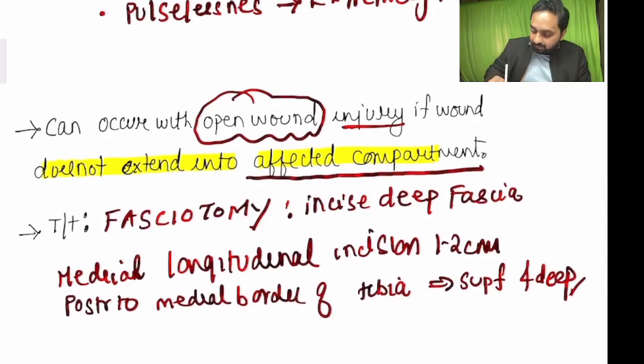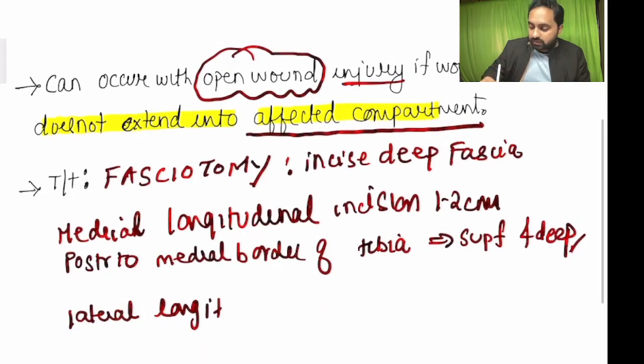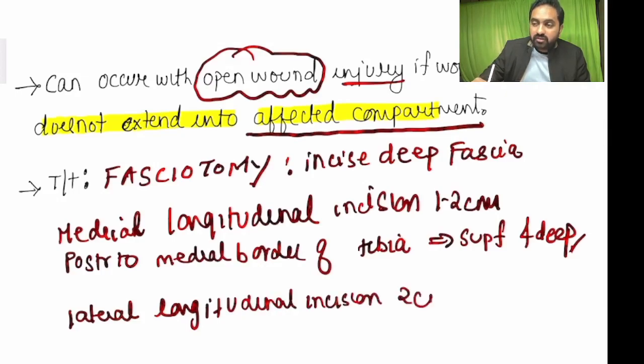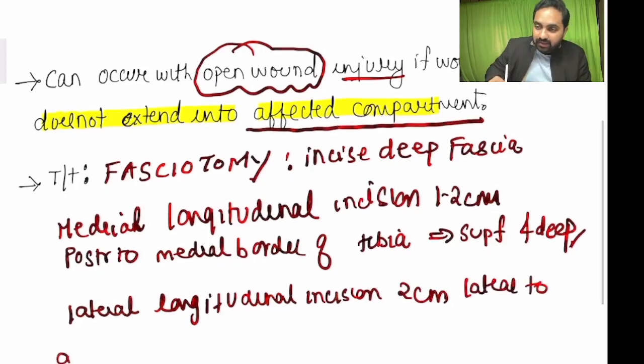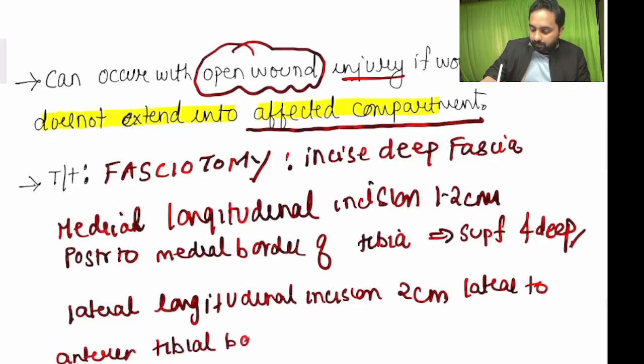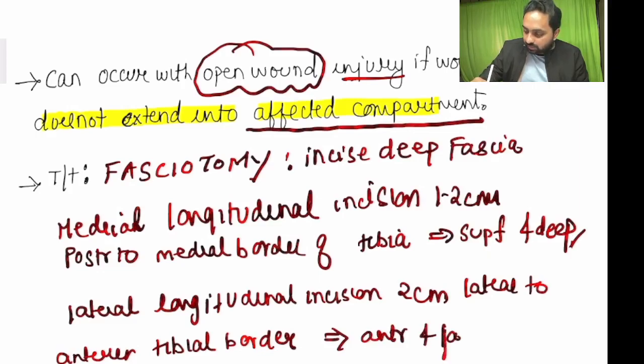And then we have another lateral longitudinal incision, which is 2 centimeters lateral to the anterior tibial border, which is going to decompress the anterior and the peroneal compartments. So please remember, in case of a compartment syndrome, it is usually a surgical emergency where you need to decompress the compartment.